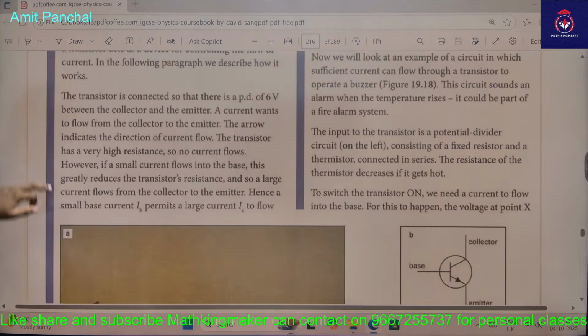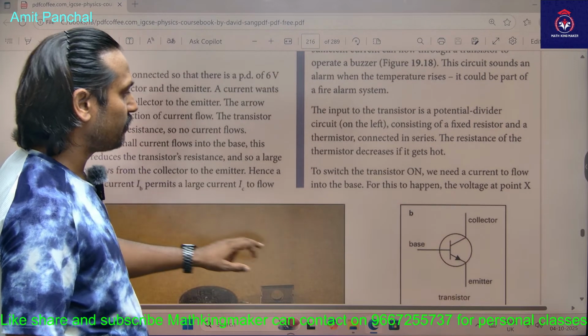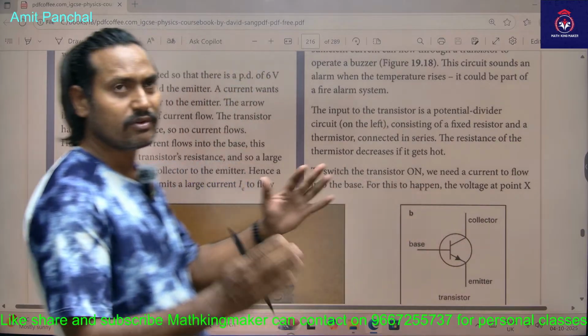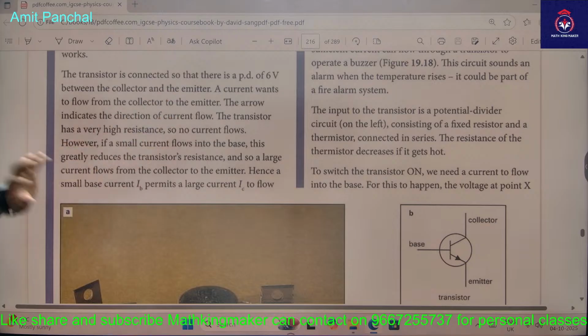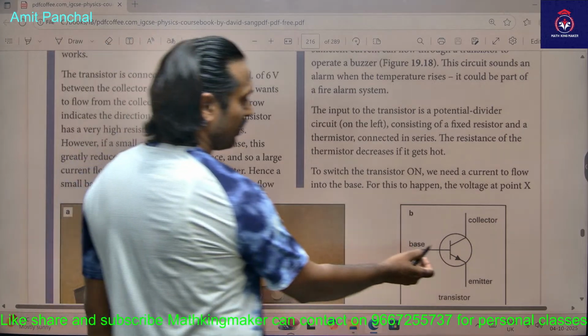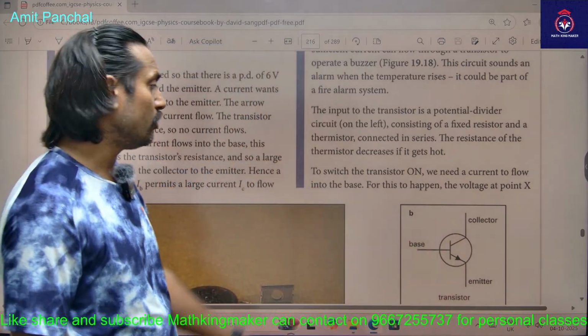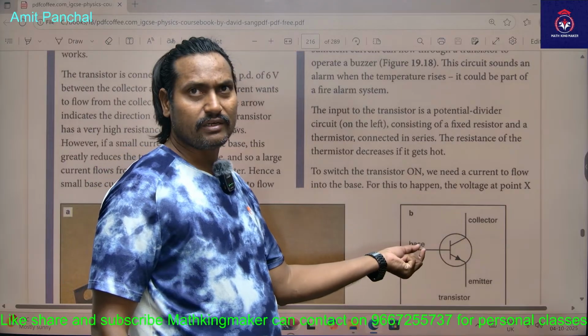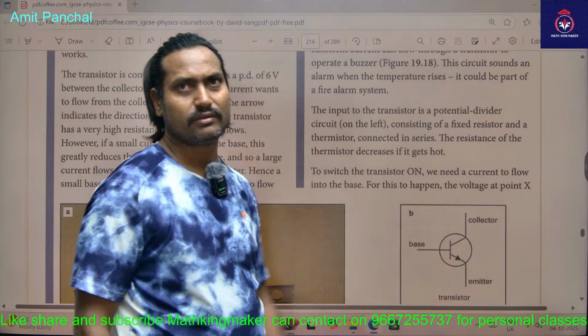So we'll see the transistor is connected so that there is a PD of 6 volt between the collector and emitter. So potential difference applied between collector and emitter, let us say for an example, we are applying 6 volt between the collector and emitter, current wants to flow from the collector to the emitter. You can see here in between collector and emitter there is base. So by applying a base current, we can control the current in emitter.